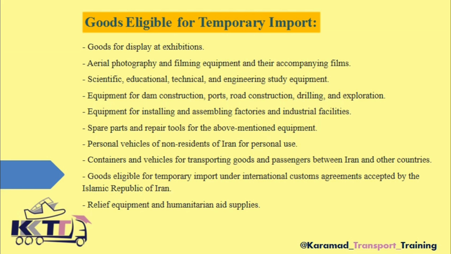are not residents of Iran and bring them into the country for their personal use, cargo containers, or what we call containers in vehicles used for transporting goods and people. All of these are considered temporary imports. Goods that, according to international customs agreements, are eligible for temporary import and have been accepted by the Islamic Republic government, as well as relief supplies and humanitarian aid that may be brought into the country by other nations. All of these fall under the category of temporary imports.